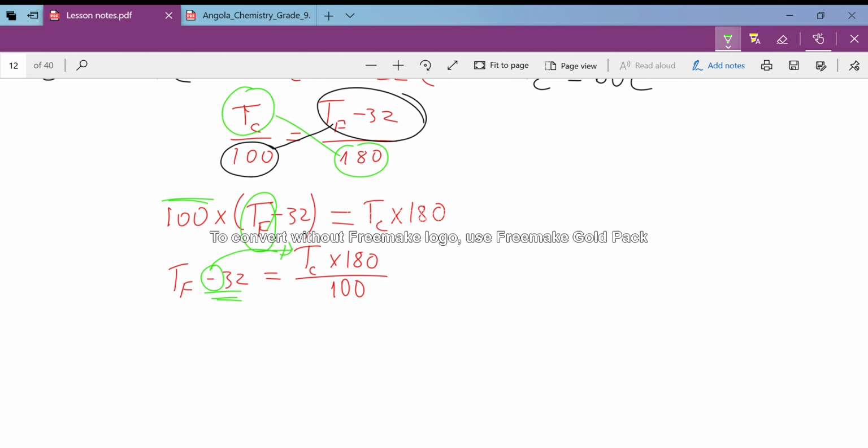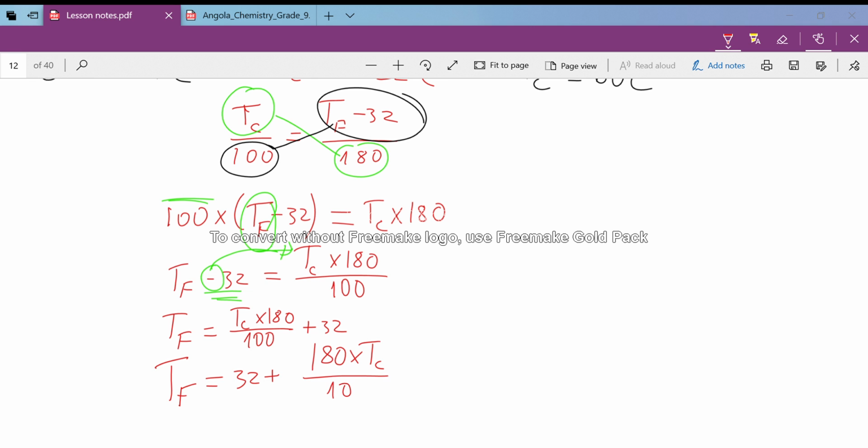So we will have TF equal to TC times 180 divided by 100 plus 32. Why is it plus? Because it was minus on the left side. When we move it to the right side, it becomes plus. And this is the same thing as saying that TF is equal to 32 plus 180 times TC divided by 100.